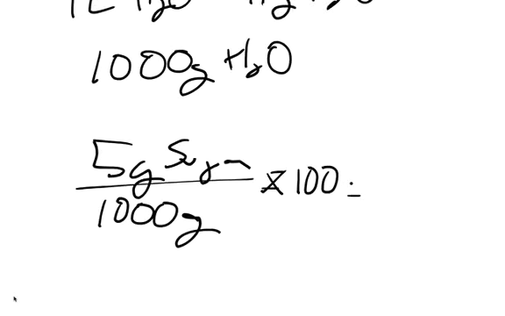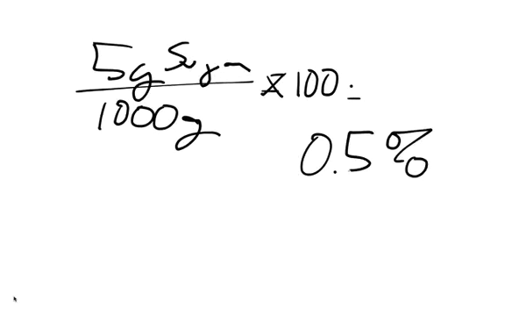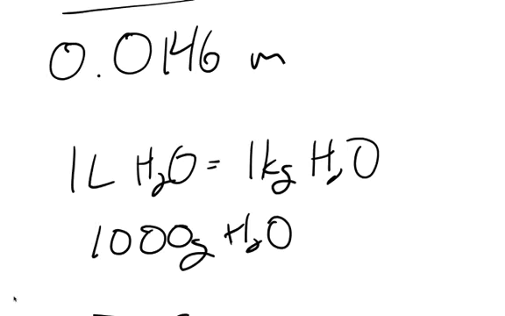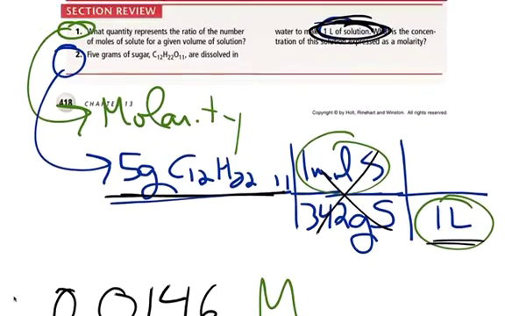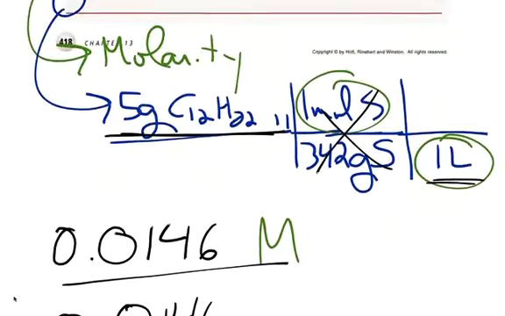So this is a pretty small percent by mass. So that ends it up at a 0.5% sugar solution. So it's good to do all of these. Gives us a good exposure to the different types of concentration units that we may use.